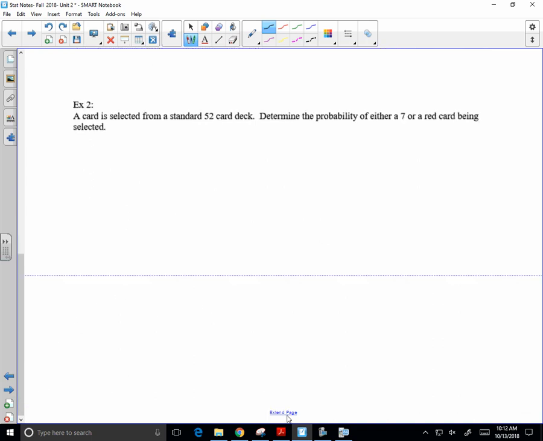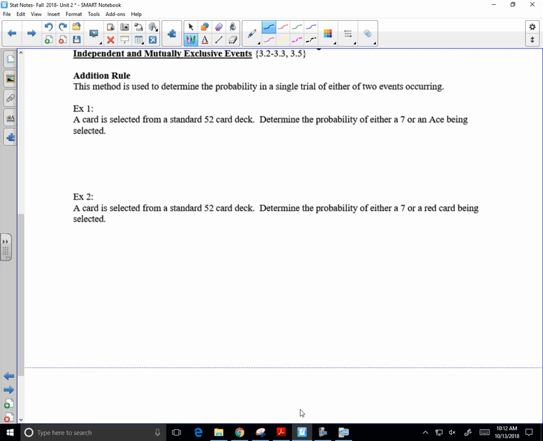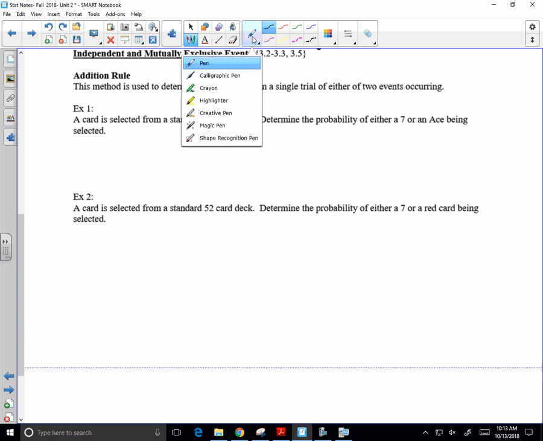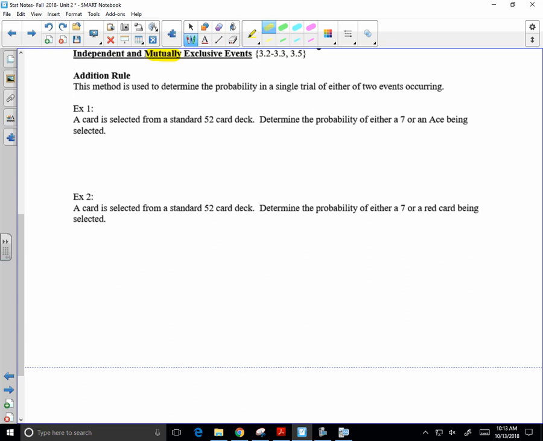All right, so the addition rule for independent, well, this topic is called independent and mutually exclusive events, but right now we're only really talking about the mutually exclusive events. That's weird. I think I took that title from the textbook, and even they start off with addition rule, but it really should be the other way around. So I'll switch these two because mutually exclusive comes before independence.